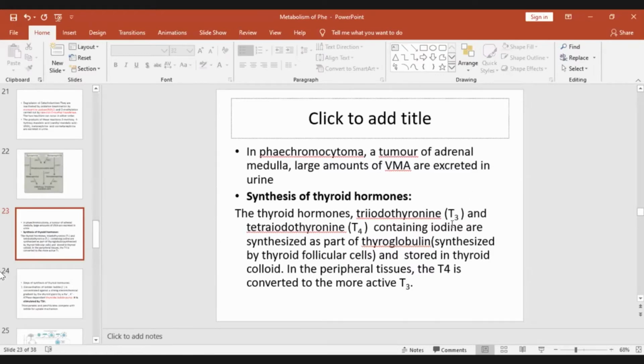Synthesis of thyroid hormones. The thyroid hormones are triiodothyronine or T3 and T4, that is tetraiodothyronine. They contain iodine. So they are synthesized as part of thyroglobulin protein, synthesized by thyroid follicular cells and stored in the thyroid colloid. In the peripheral tissues, T4 is converted to the more active T3.